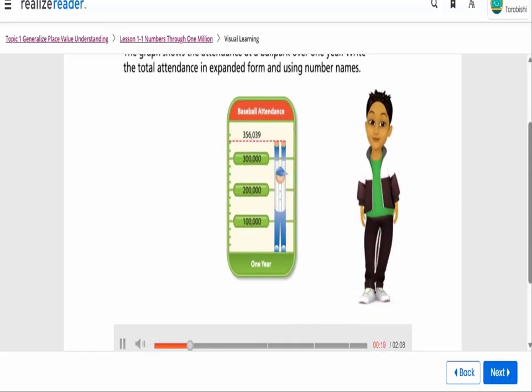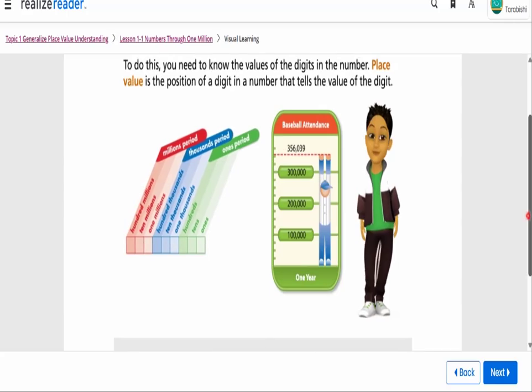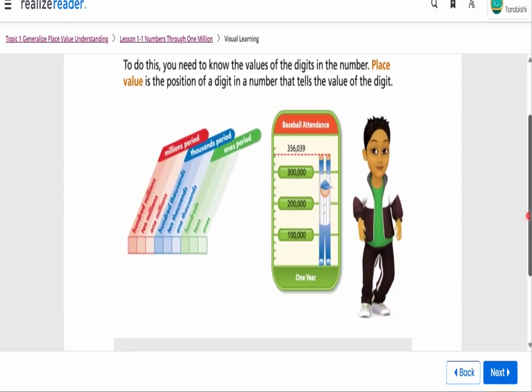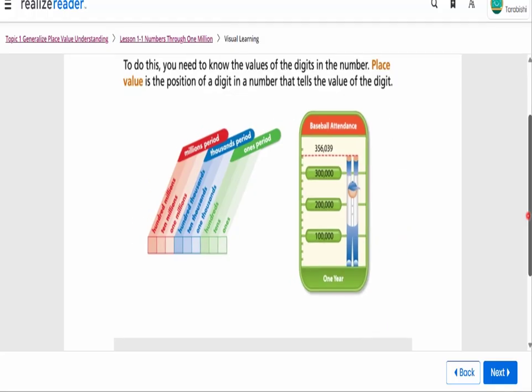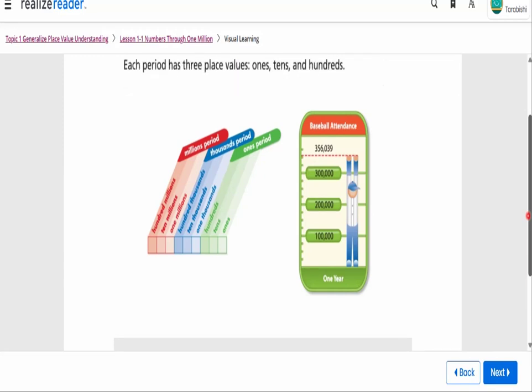The graph shows the attendance at a ballpark over 1 year. Write the total attendance in expanded form and using number names. To do this, you need to know the values of the digits in the number. Place value is the position of a digit in a number that tells the value of the digit. The place value chart shows periods of 3 places, starting at the ones period from the right and including the thousands and millions periods. Each period has 3 place values, ones, tens, and hundreds.